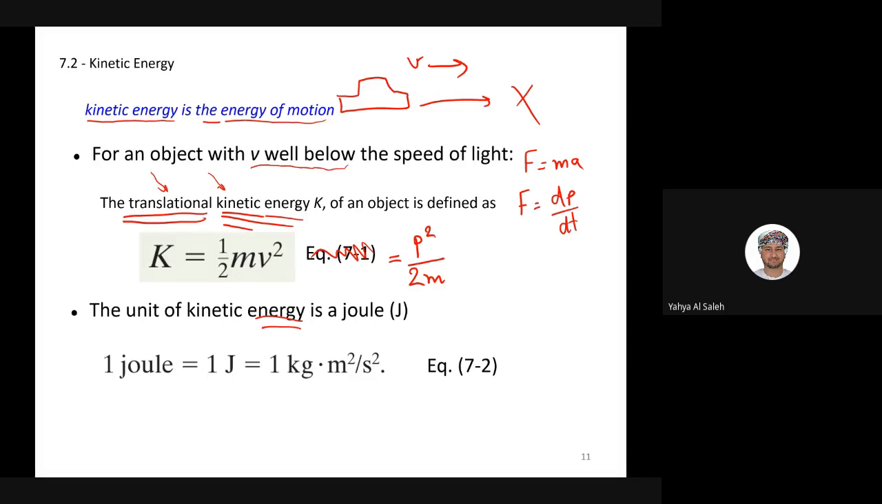So we have 3 units now. We have the joule, we have the calorie, and we have the electron volt. Good. These are really good. But the SI unit is, of course, the joule. And we'll stick to the joule for most of this course.